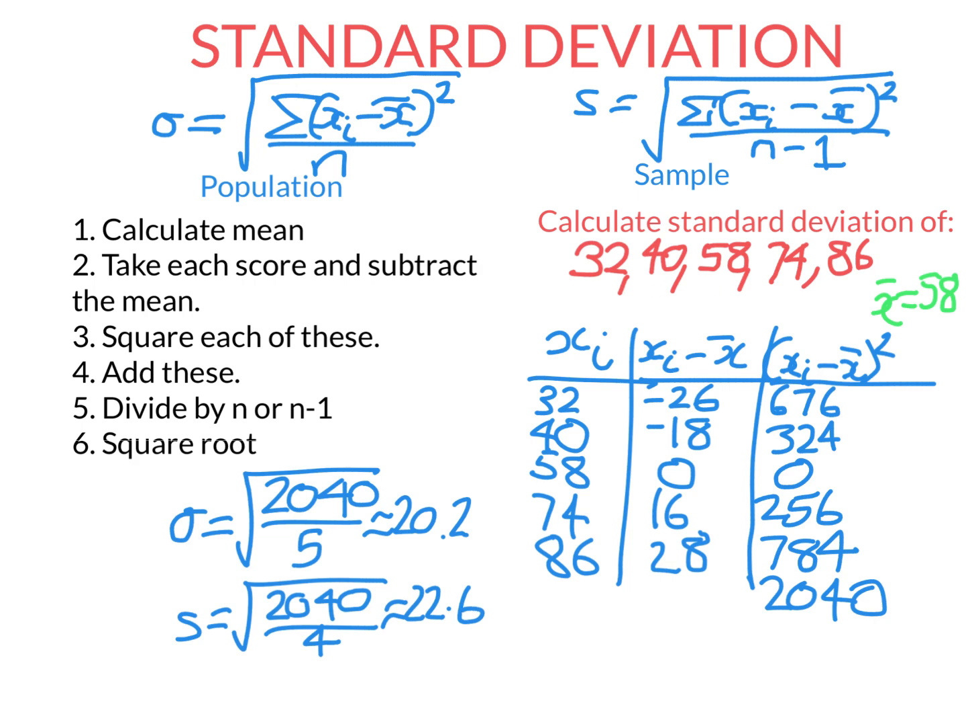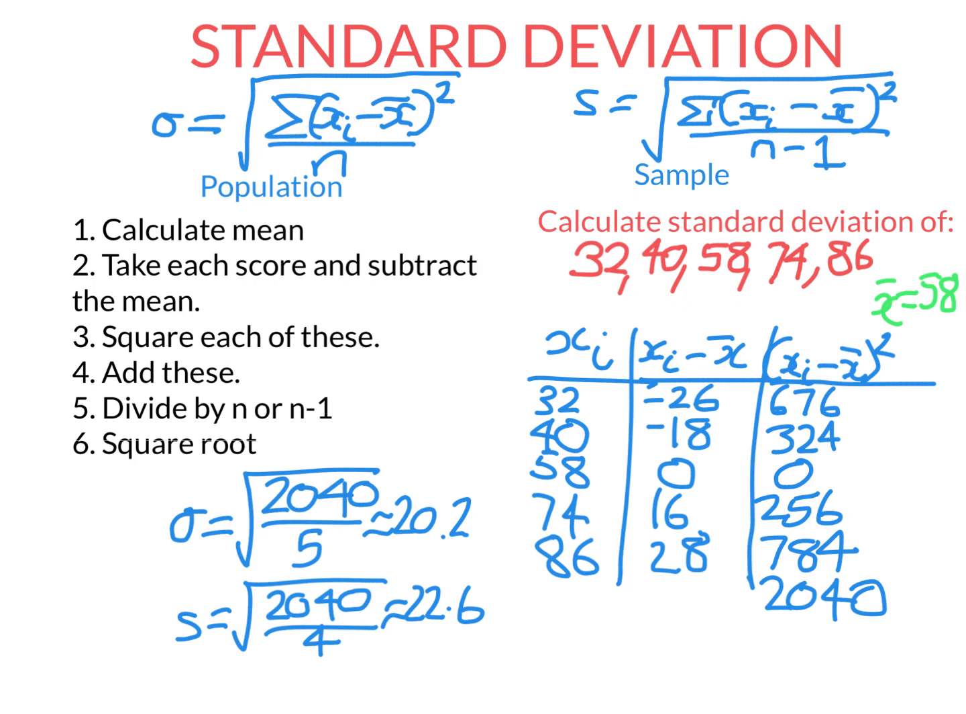Obviously, the more scores you have, the less of a difference there will be between these two. And in general, the answer you get is not going to be a nice number. But that is it, 22.6 and 20.2. Each of them is just giving us an idea about the spread of the data.